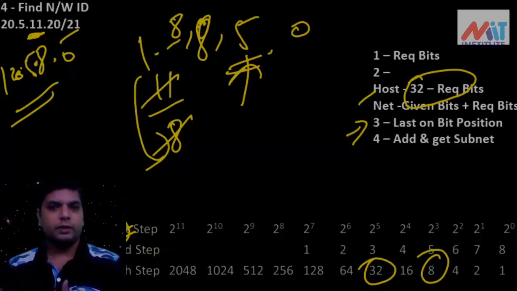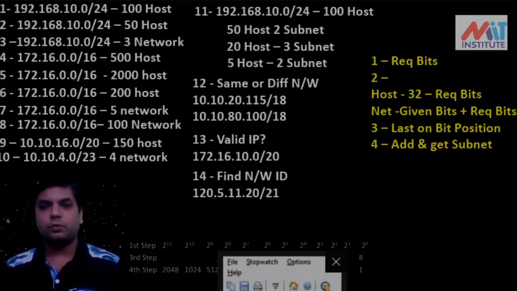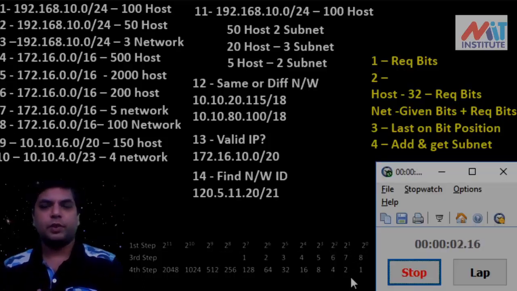So let's do one thing. I'm going to start a stopwatch, and again we are going to solve all the problems verbally. So let's see how much time we take to solve all of these problems. I hope now you know the method I am using, so I'm not going to explain the method here. Okay, so in the first problem, for 100 hosts we need 7 bits.